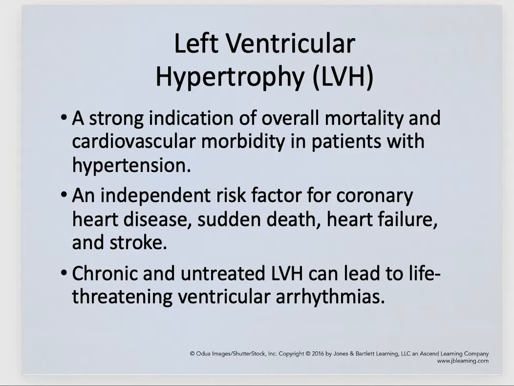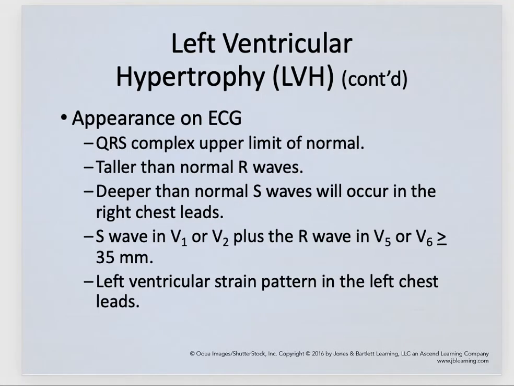Left ventricular hypertrophy is not good. And again, its number one cause is untreated hypertension. So chronic and untreated, obviously, it can lead to life-threatening ventricular arrhythmias, which would be sudden death. What does it look like? On the EKG, the QRS complex upper limit is somewhat normal, but I want to go back to the R waves. Taller than normal R waves and deeper than normal S waves occur in those right chest leads.